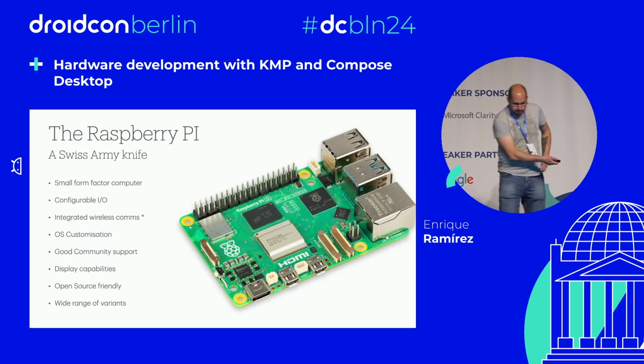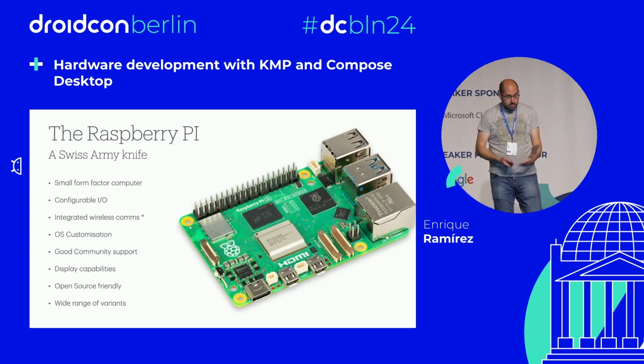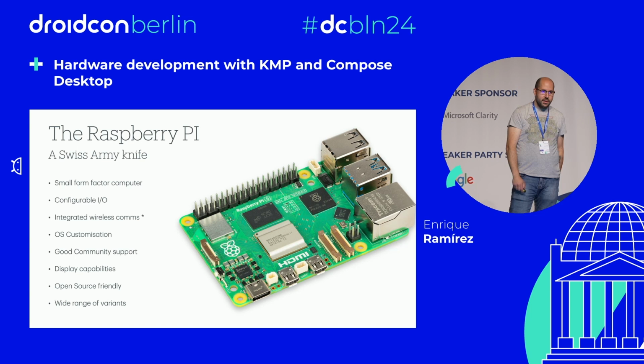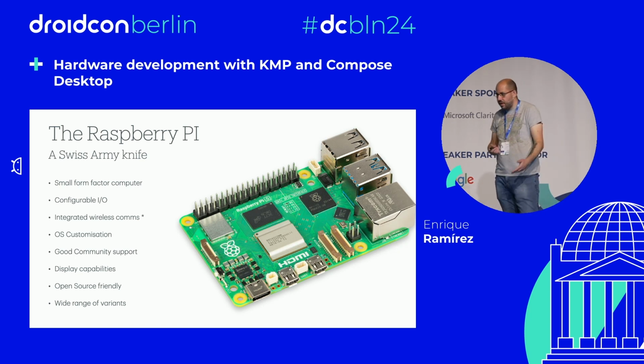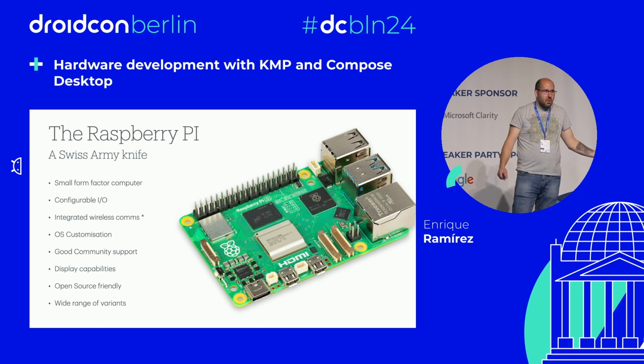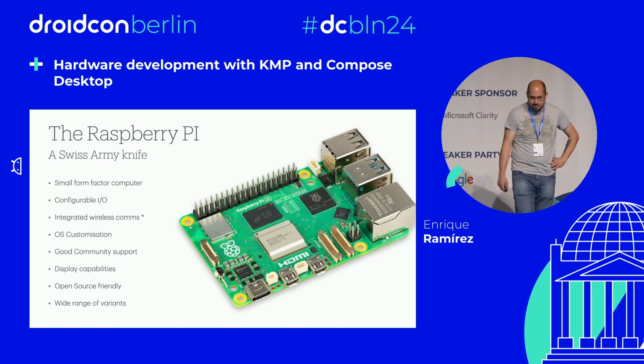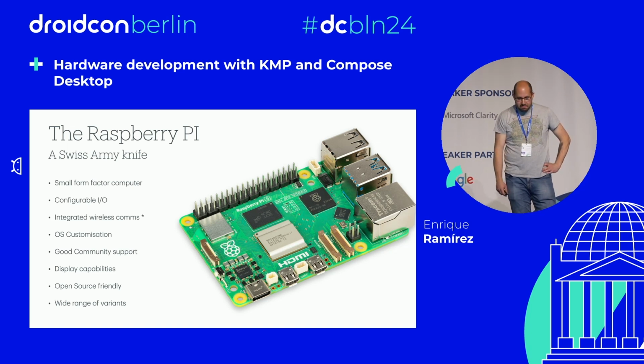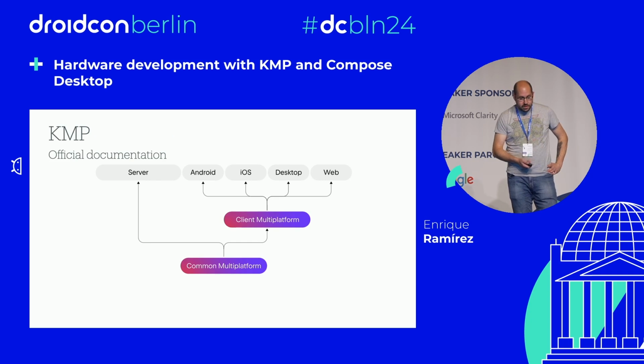So what do we do now? Well, we have things like the Raspberry Pi. Raspberry Pi is this little computer that lets you configure it, has lots of ports. You can install almost any Linux that you could imagine. It's a Swiss Army knife, right? But what software do we put on it?